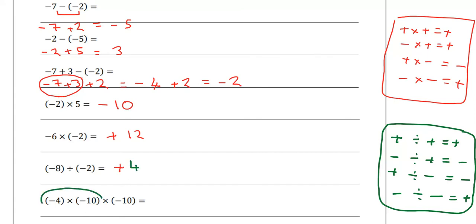Okay, so let's do this one first. We've got a negative times a negative, which is a positive. 4 times 10 is 40, multiplied by another negative. So we've got a positive multiplied by a negative, which is a negative. 1 times 4 is 4. Then we simply add the zeros.